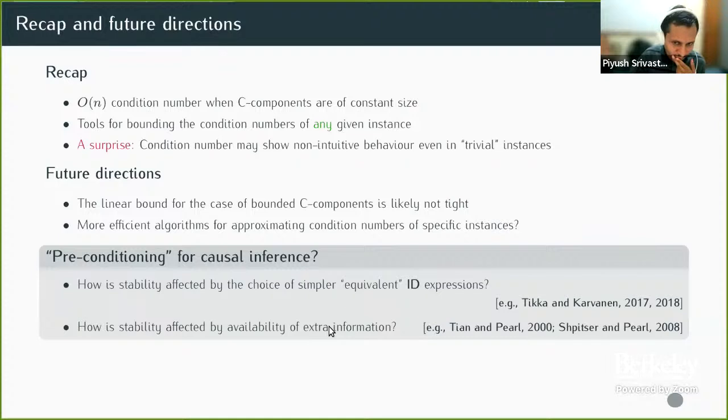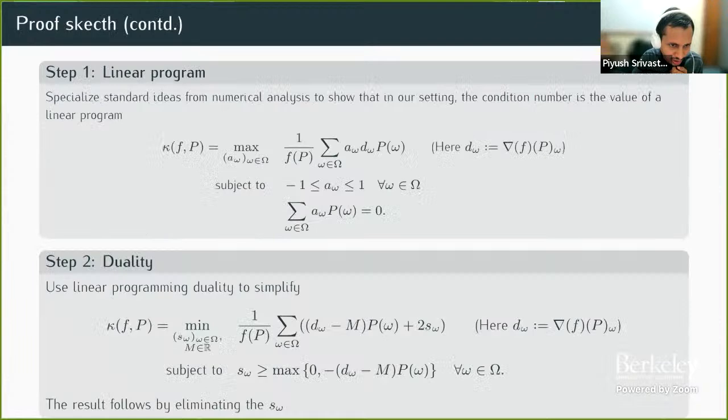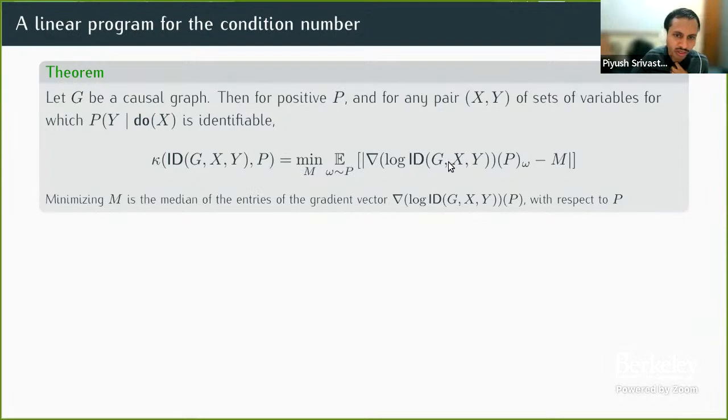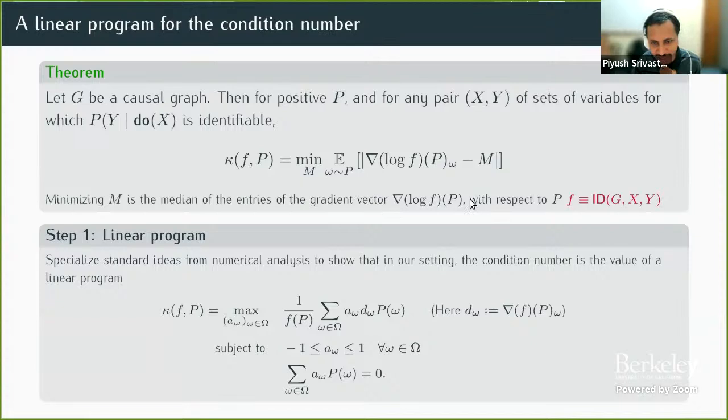Okay, so with that, I think I have 3 or 4 minutes, so just a brief sketch of the proofs. For this theorem, which gave the corollary in terms of the variance, I just use F for the ID to keep the notation simple. The only interesting step here is to use some standard ideas from numerical analysis. When you specialize them to this setting, it turns out that you can write the condition number as a linear program. It might look somewhat unmotivated, but you can get to this form, and once you have a linear program, there are interesting tools one can use.